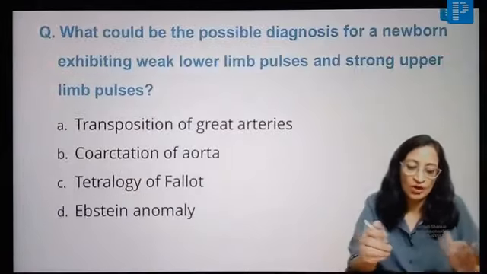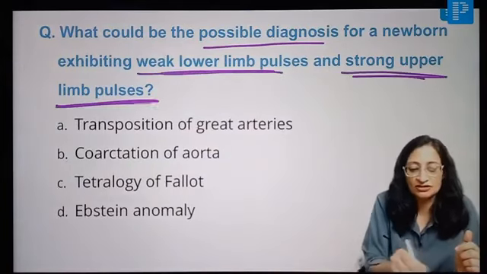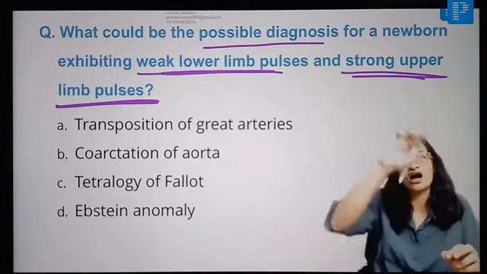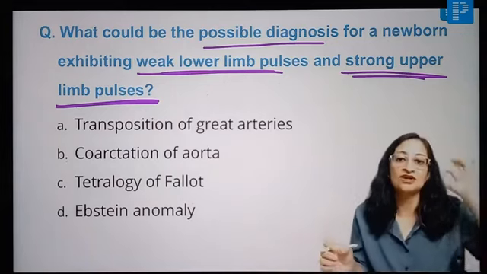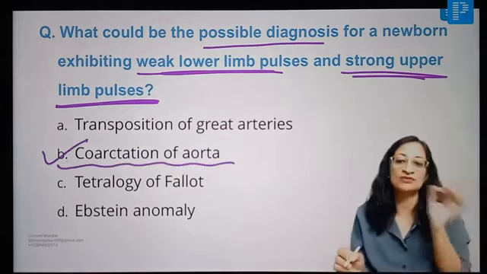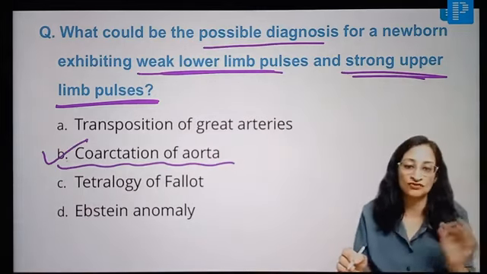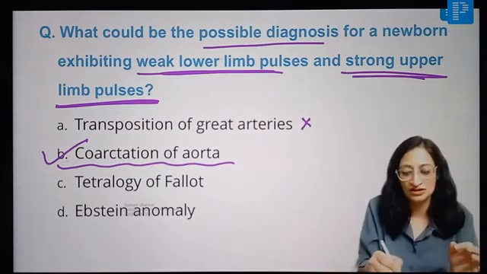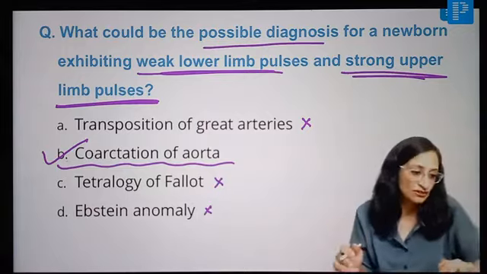What could be the possible diagnosis for a newborn exhibiting weak lower limb pulses and strong upper limb pulses? That means there must be some constriction in the arch of aorta. The upper limb is getting adequate blood supply, the lower limb is not. A narrowing or constriction in the aorta is called coarctation of aorta. So if you are getting feeble femoral pulses or absent dorsalis pedis pulses, think of coarctation of aorta. Not TGA, which is a cyanotic heart disease and will not have weak lower limb pulses. Tetralogy of Fallot also, cyanosis will be there, but no weak lower limb pulses. Ebstein anomaly also, there will be no weak lower limb pulses.